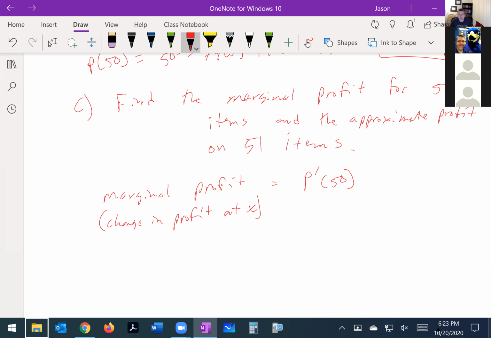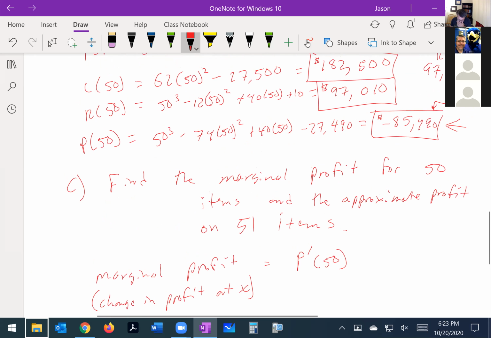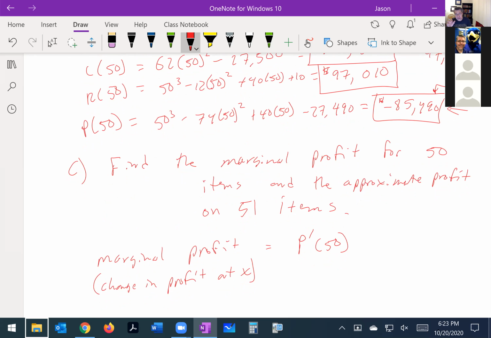So I know how much profit I got at 50. It was this here. But I want to know how fast is that profit changing? Is it going to go up? Is it going to go down? Hopefully it goes up the more items that I sell. But who knows? Maybe it's going down. We'll see.